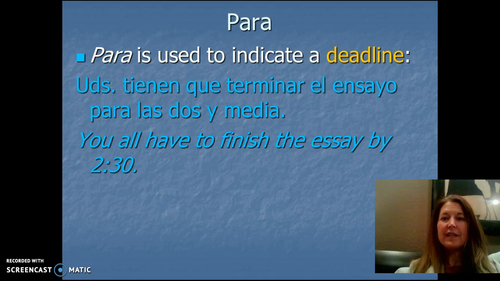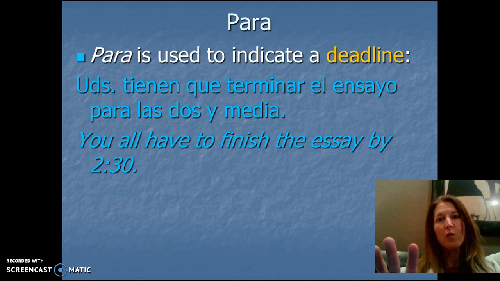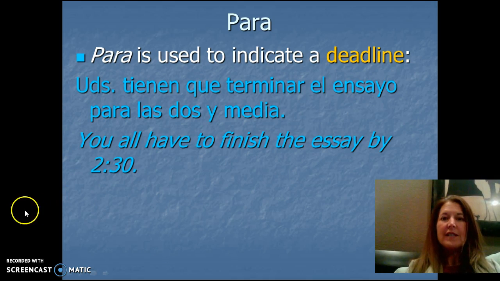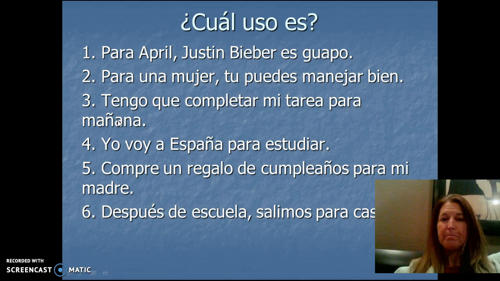Para is used to indicate a deadline. So think about paras going forward. Like you've got deadlines, you got destinations, you have recipients. Everything seems to be going forward in time. Ustedes tienen que terminar el ensayo para las 2:30. You all have to finish the essay by 2:30. This by is the deadline time, by that time.